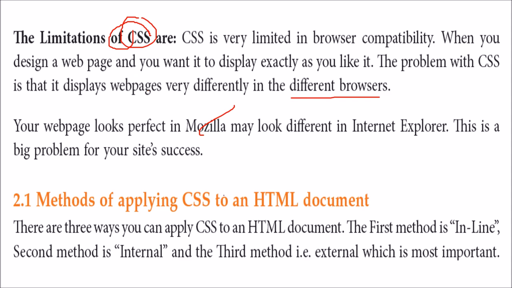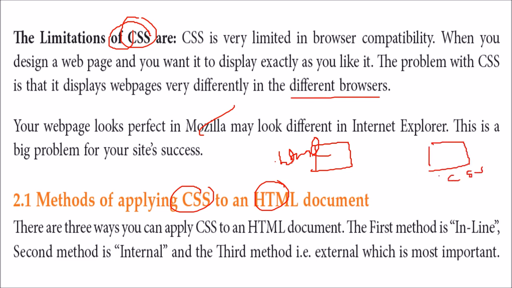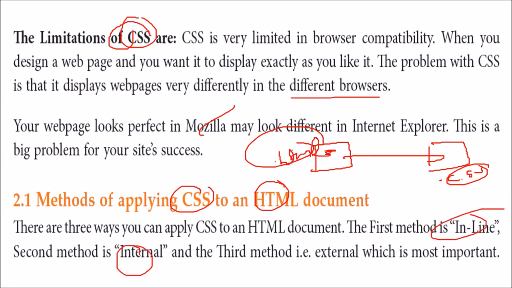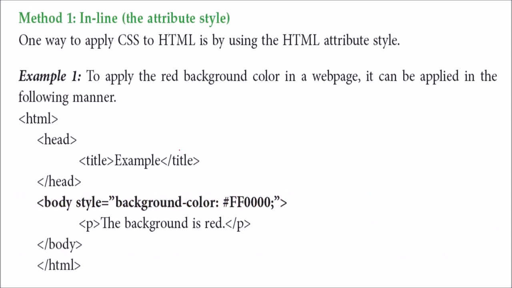Otherwise, everything is good. So how to apply this CSS to an HTML document? See, this is your HTML document. This is .html. Now, you can have a separate CSS file. This will be .html, this will be .css. So you can have an HTML file and a CSS file, and you can link them. Or you can write the CSS content inside it. Or you can write the CSS content inside your tag also. So there are three methods. First is inline, second is internal, and third is external, which I explained to you initially. So let us discuss them one by one.